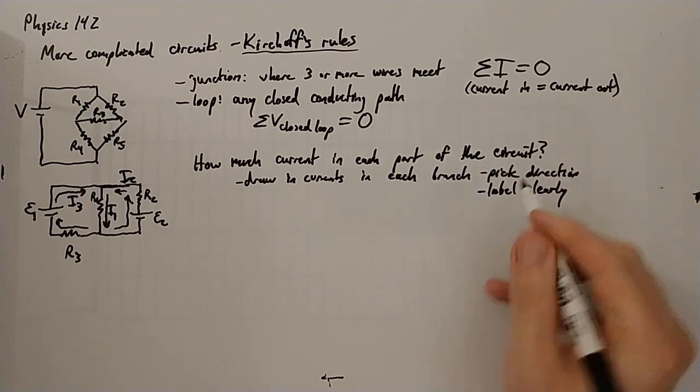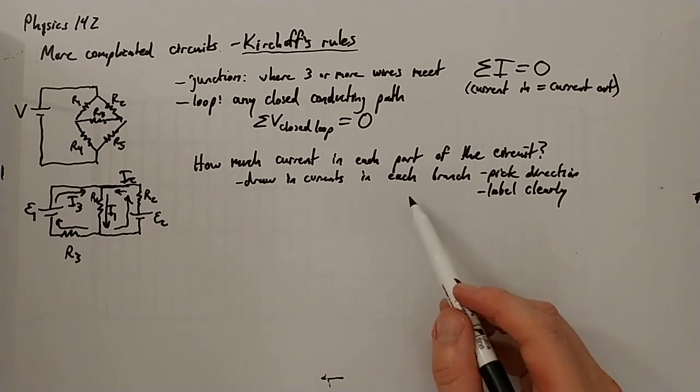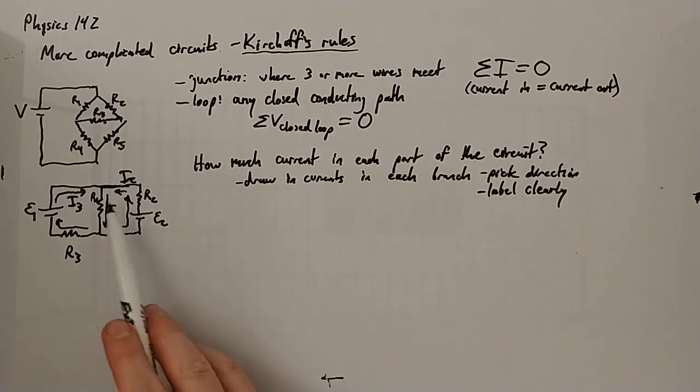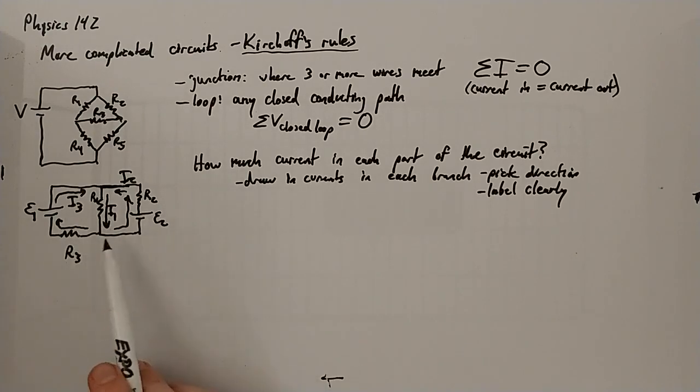If in the end you get that the current is negative, if you get a negative sign as your answer, that just means that you chose your direction backwards, and the negative sign means that current is actually flowing in the opposite direction. So don't worry too much about your choice of direction. You'll just get a negative sign at the end if you get your direction choice wrong.